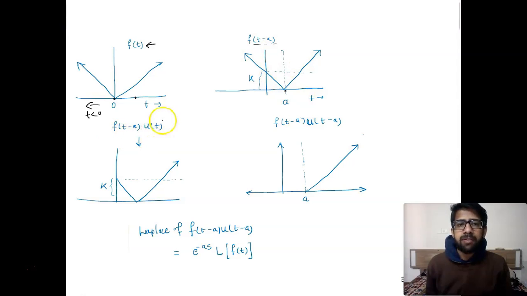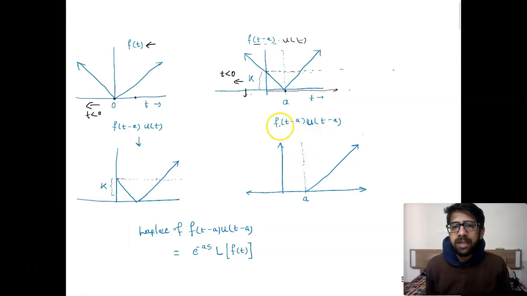Now if I multiply f of t minus a with u of t, I have non-zero values for t greater than or equal to 0. So I will take values from this particular domain. So this is the graph that remains, and everything that is less than t equal to 0 has gone to 0. Alright. So there is no graph behind t less than 0.